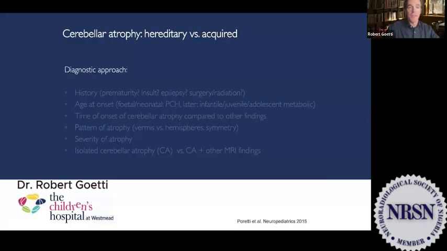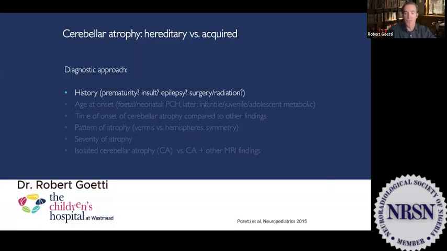So now we want to determine, in a patient with cerebellar atrophy, whether it is hereditary, so genetic, or if it is acquired. The diagnostic approach is not just based on imaging. First and foremost, we need to have a good history. You need to speak to neurologists and pediatricians. You need to know: is there a history of prematurity? Has there been any insult? Does the patient have epilepsy? Because epilepsy itself can lead to cerebellar atrophy, and treatment with anti-epileptic drugs can lead to cerebellar atrophy.